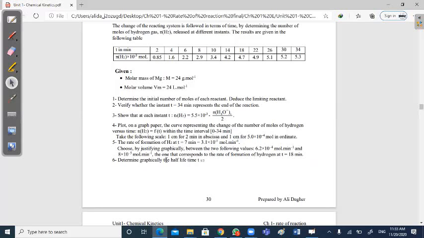Which value is less than 3.5 times 10 power minus 3? Surely we need to fix this one, it is 10 minus 3, not 10 minus 4. So 8 times 10 minus 5 is less than 3.1 times 10 minus 3, while 6.2 times 10 minus 3 is bigger than 3.1 times 10 minus 3. Therefore, the correct answer is 8 times 10 minus 5 because the rate decreased.